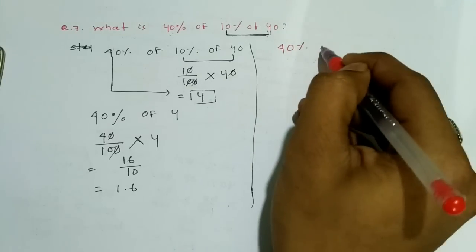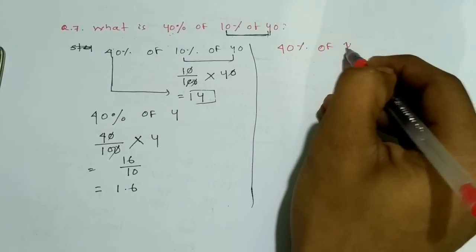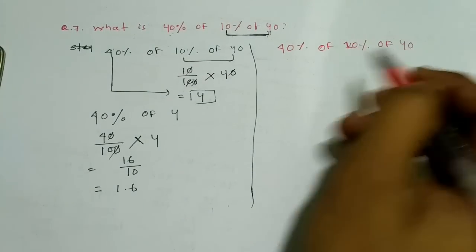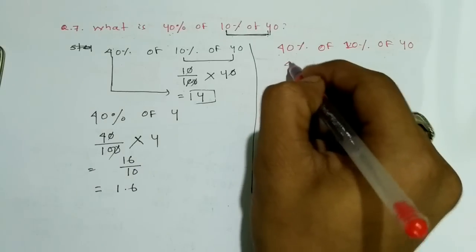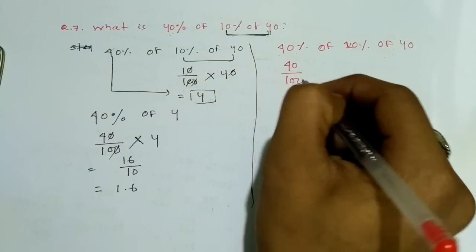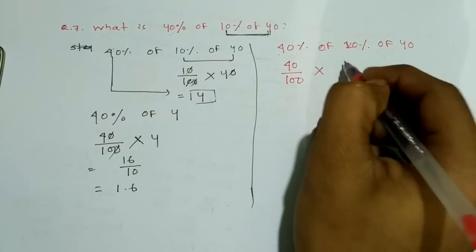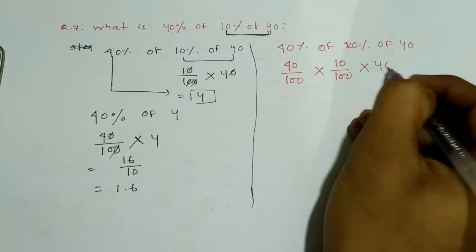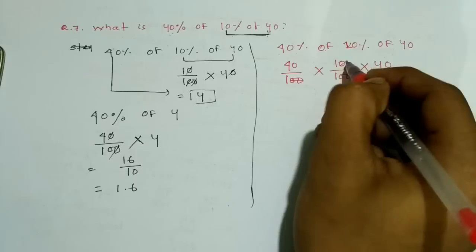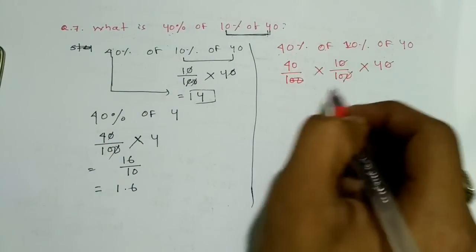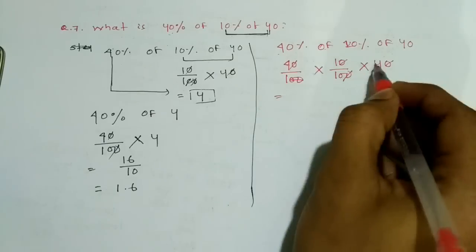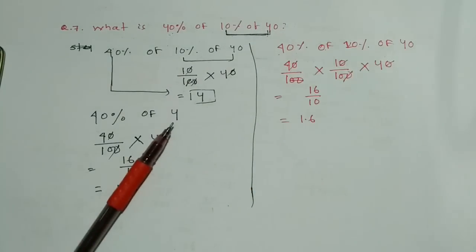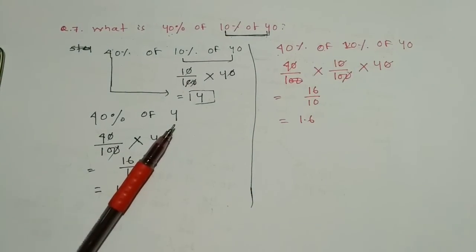And the next method you can do is 40% of 10% of 40. So 40% means 40 divided by 100. Of means multiplication. 10% means 10 by 100. Of means 40. So the zeros get cancelled. So 4 into 4, that is 16 by 10, that is 1.6. It is your answer. You can also do it this way.